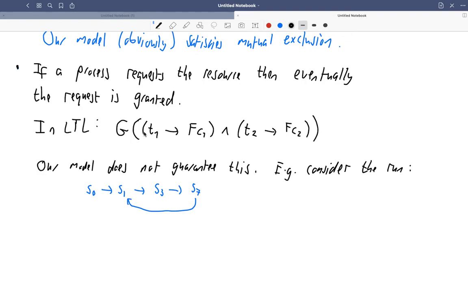So globally, at all points in time, if ever it happens that process 1 puts in a request, then eventually further in the future that request will be granted, it will be granted access, and the same property for process 2. Okay, but as I say, our model does not guarantee that this property holds.